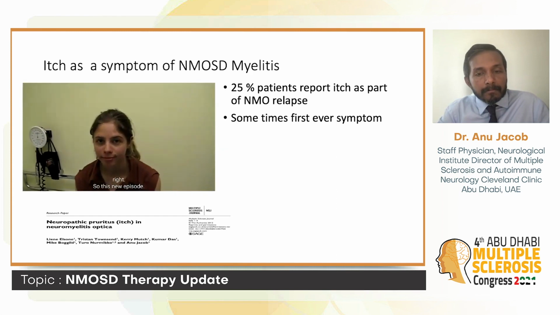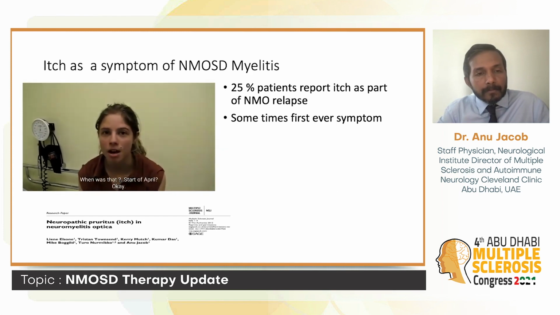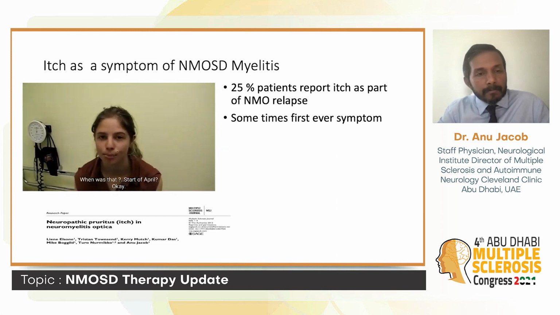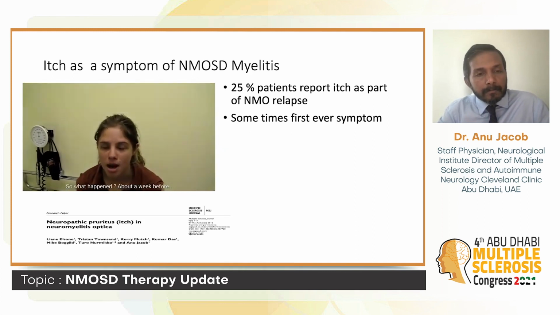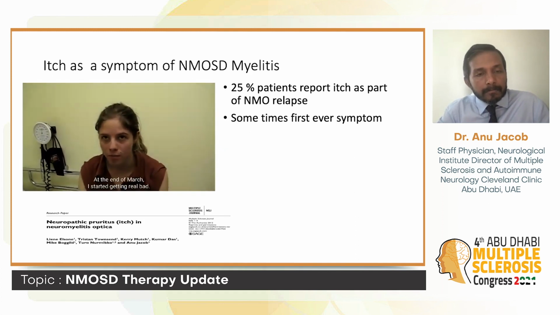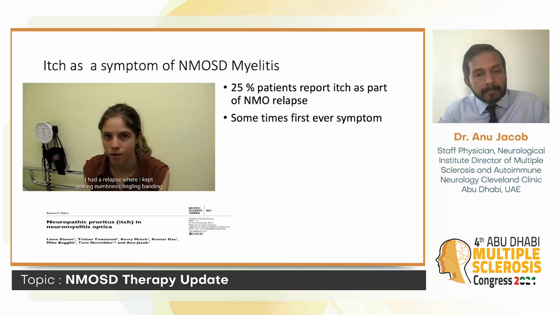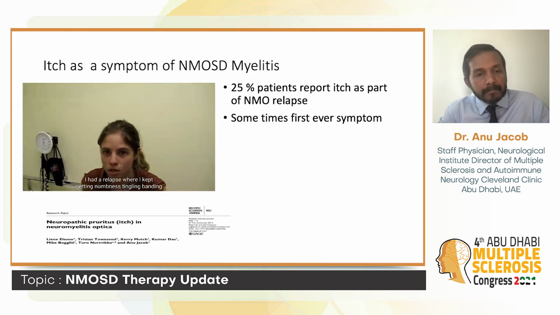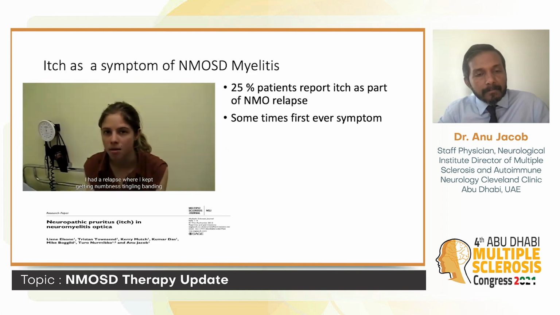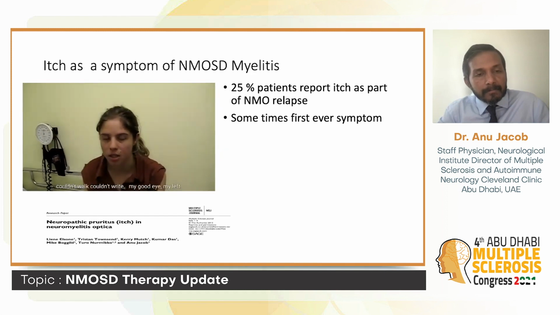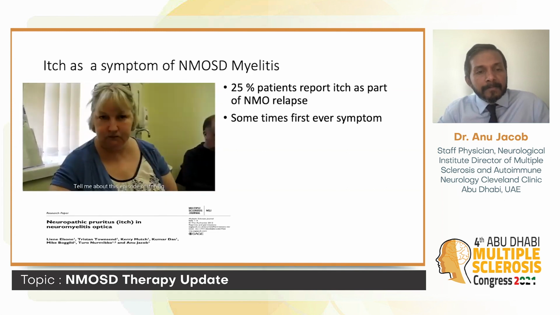So this new episode, when was that? Start of April. Okay. So what happened? About a week before, at the end of March, I started getting real bad itching from the top of my back to the bottom, and then that stopped. And then the week after, I had a relapse where I kept getting numbness, tingling, banding. I couldn't walk, I couldn't write. My good eye, my left eye, started going really bad, and kept going.